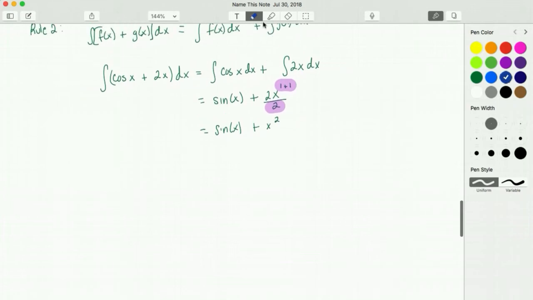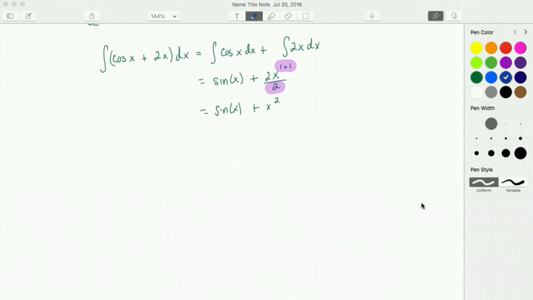As a check for understanding, I want you guys to practice doing one on your own. So I'm going to give you guys an example of an integral I want you to take, and I want you to pause the video and try it on your own.